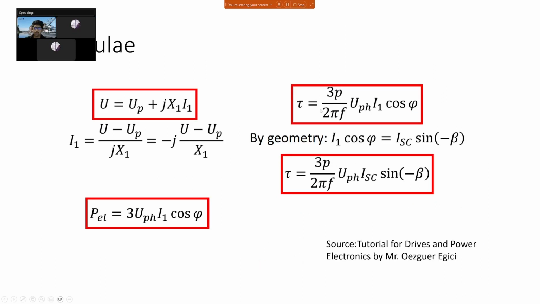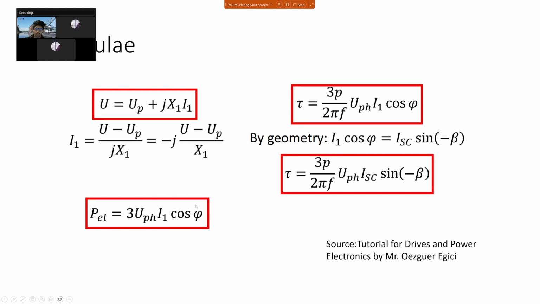Here we have the torque expressed in two forms. In the first equation we have it expressed in terms of the power factor cos phi. In the second equation we have it expressed in terms of the load angle beta. Electrical power is the power of all the three phases combined. Each phase is making U phase times I1 times cos phi. This U phase is same as U.